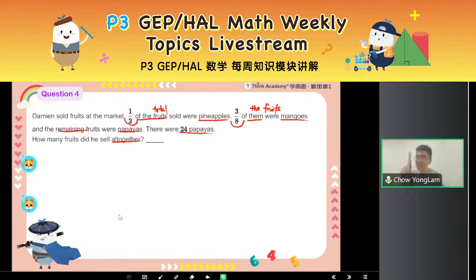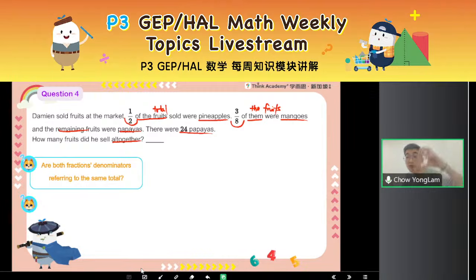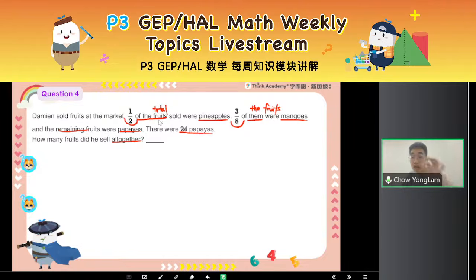So Teacher Thomas's advice to you: when you see 2 fractions, don't panic. Start by asking a pretty easy question. Are both fractions' denominators referring to the same total? Meaning 1/2 of the fruits, 3/8 of the fruits. Am I taking both fractions from the same total? They are taken from the same total, the same group of fruits. Yes, because I'm taking 1/2 of the fruits and also 3/8 of the fruits. So I'm actually talking about the same total.